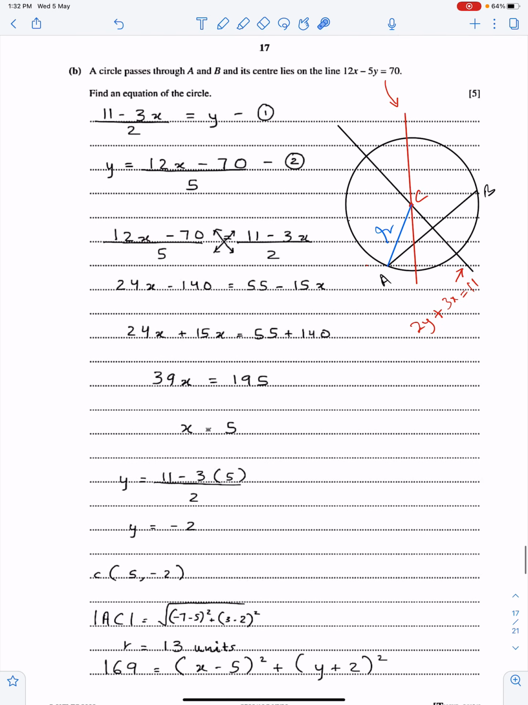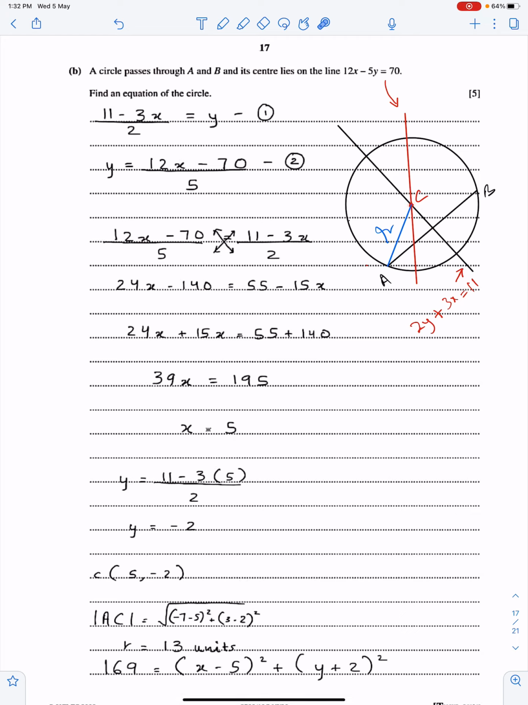Next part, B. A circle passes through A and B. This is the rough sketch. The circle passes through A and B, and this is the bisector, and its center lies on this line. So the center of this circle lies on this line and on this bisector, because you did this property in O levels: the line from center to chord is a bisector. So this perpendicular bisector passes through the center.